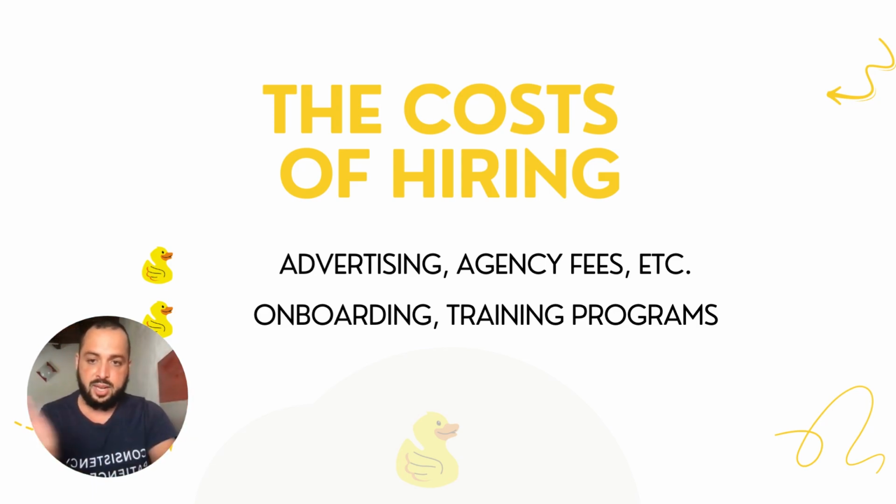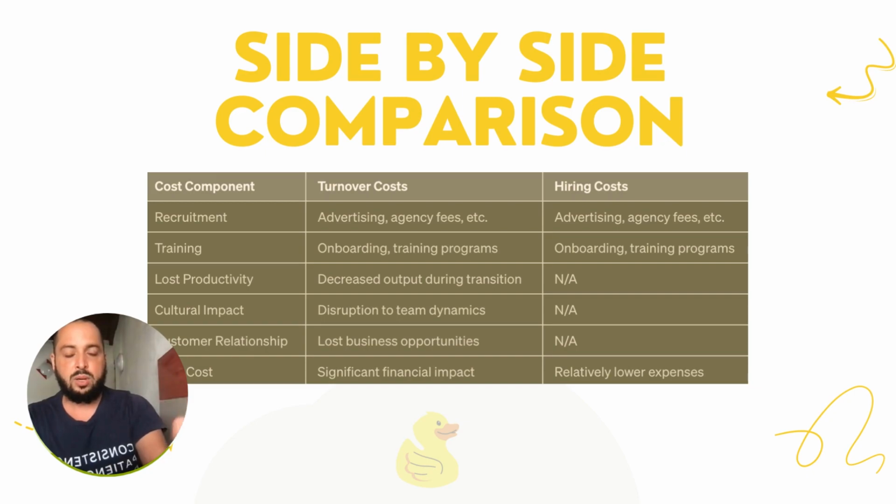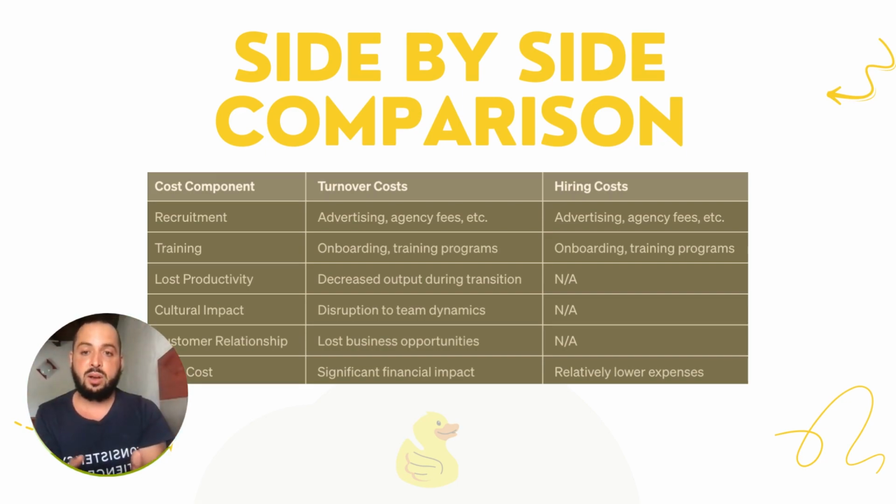So let's look at them side by side. All right, so you see on the left, we have the cost component. We listed everything that we talked about in the beginning of this presentation. We had recruitment, training, lost productivity, culture impact, customer relationships. And on the right two columns, we see turnover costs and hiring costs. And this is just a visualization of how turnover costs have a lot more, I guess you could say, categories of cost than just hiring somebody would have associated with it. But I think it's really useful for us to have a case study or to have an example of what these costs look like. So let's jump into the next slide.